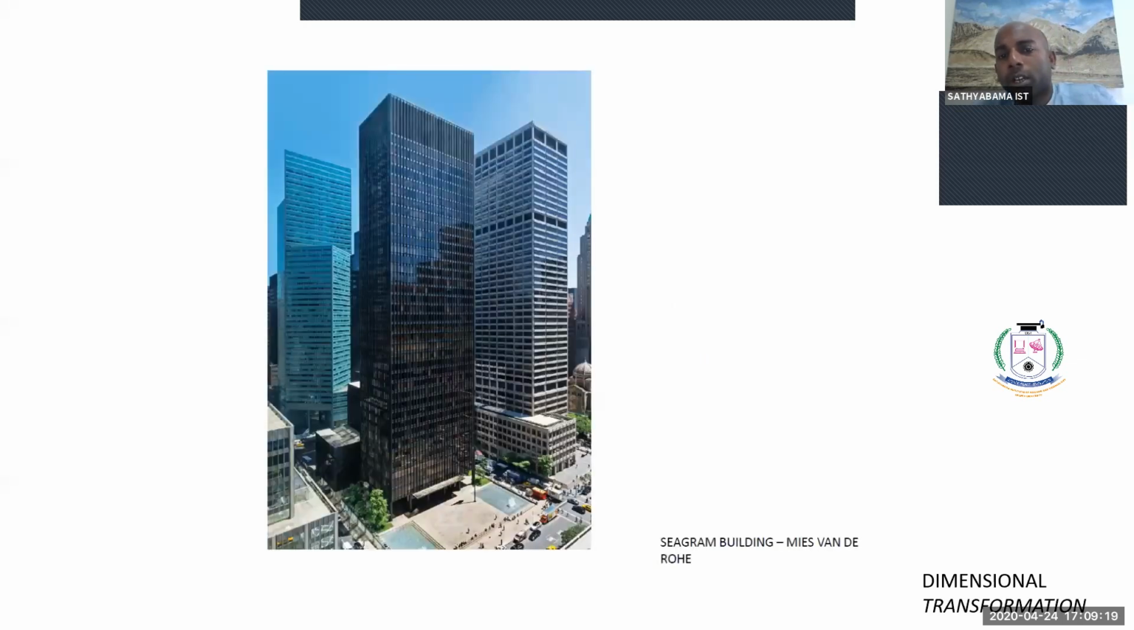So I'm going to show you quick examples. This is the Seagram building by Mies van der Rohe. It's a building we've seen many times in class. You notice how it's basically a cube or a cuboid that has been stretched, right? And even the way the facade has been done, or the elevation of the face of the building, you notice the lines accentuate that transformation.